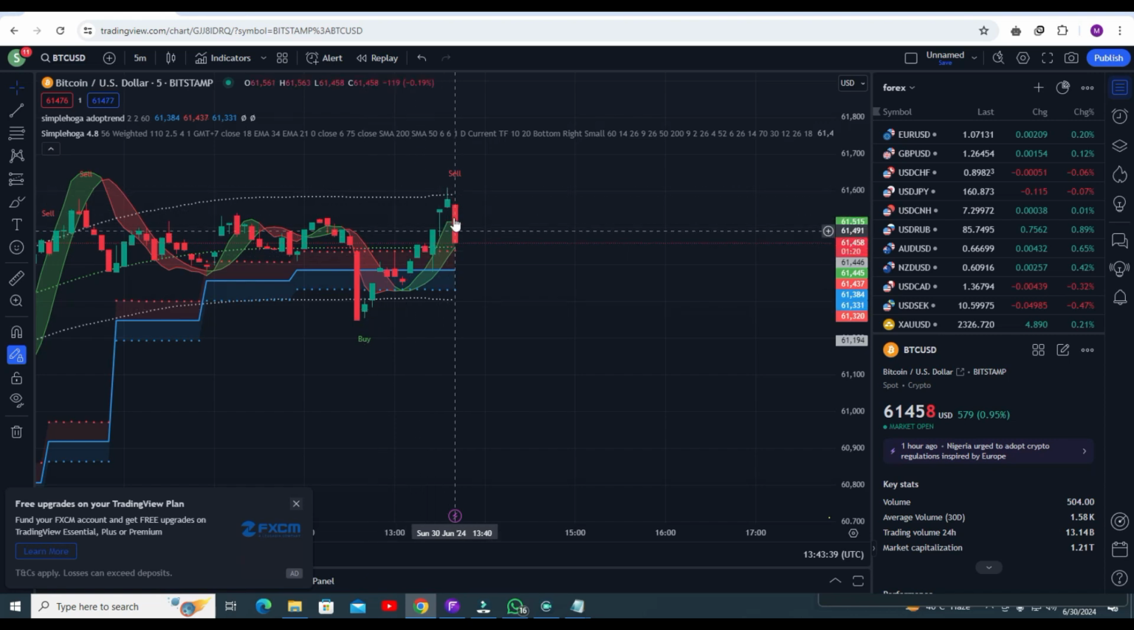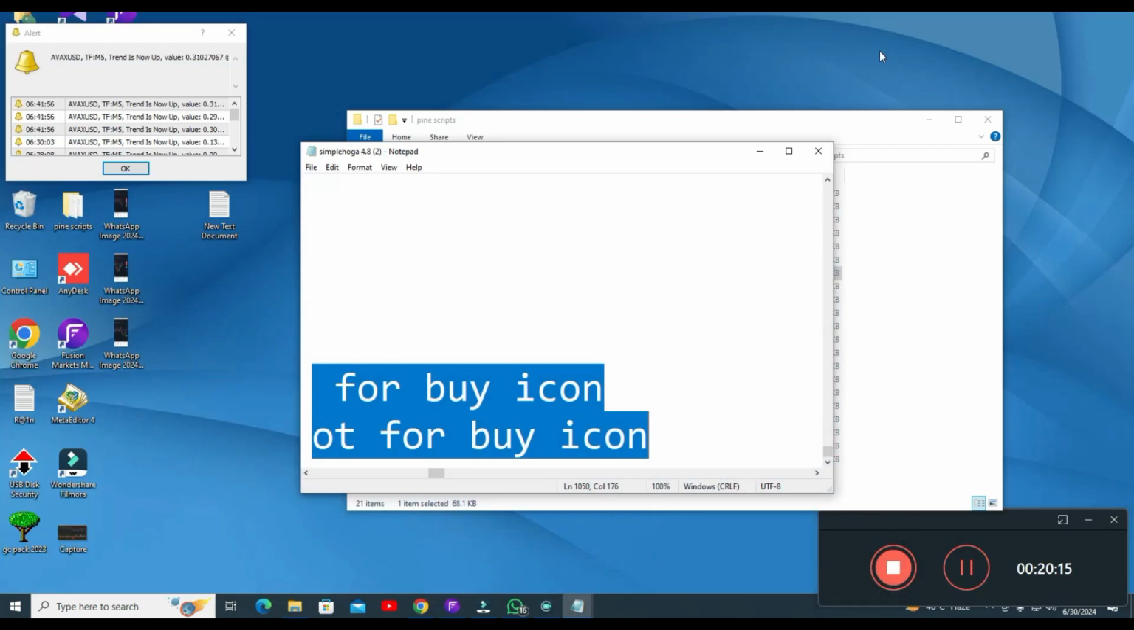Do not wait for this candle, just make sure that when the candle touches the upper band line, you have to book your profit here. You can see you are getting some awesome profit here. Like here when you got the profit, the price was around 61,250 and 61,580.